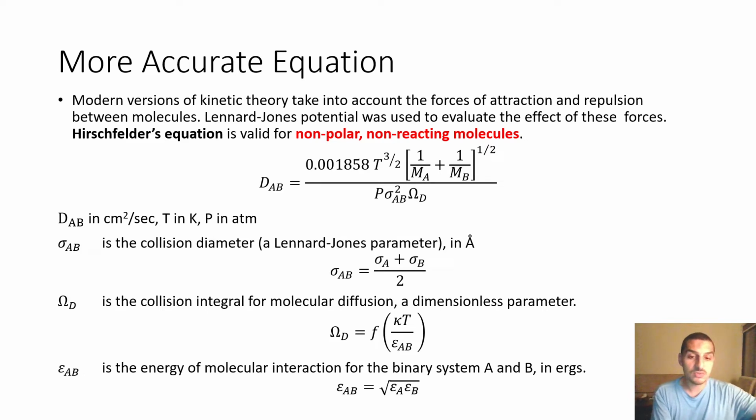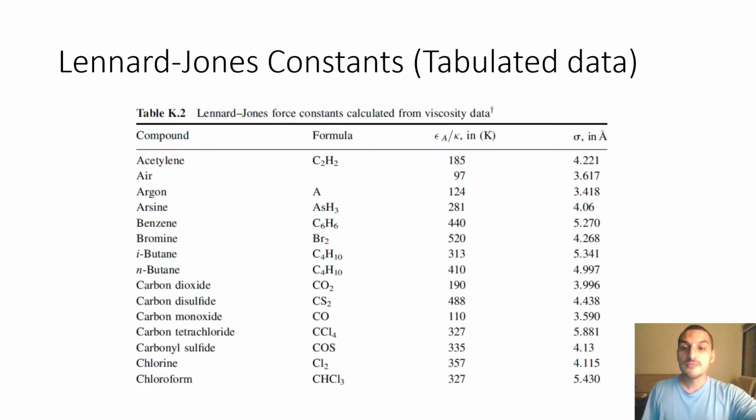But the point which is important to notice is that the temperature must be in Kelvin, P in atmosphere, sigma AB in angstroms. The molecular weights already have the gram per mole. And at the end you're getting DAB in centimeters squared per second. So this is how you should substitute, or the units that you should use to substitute in this equation.